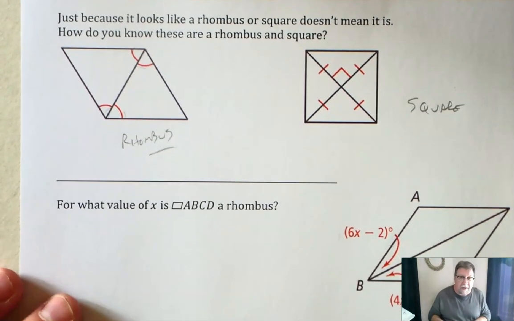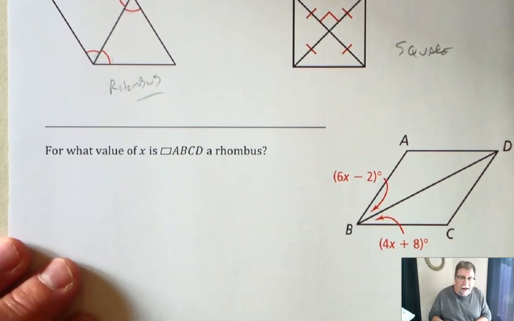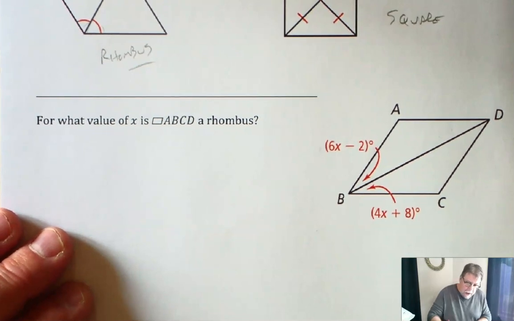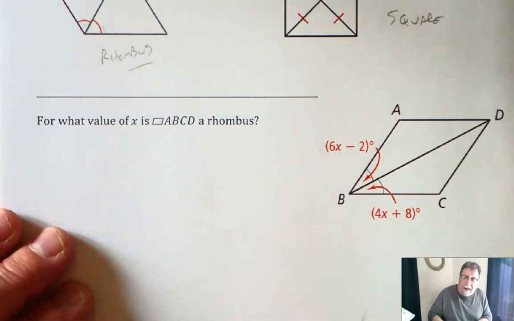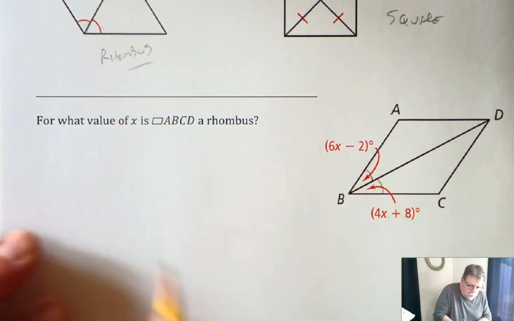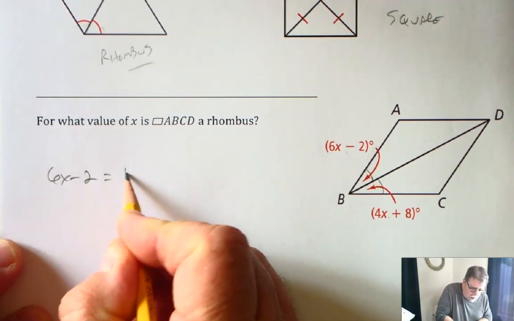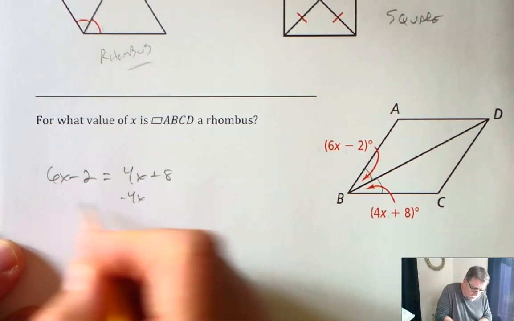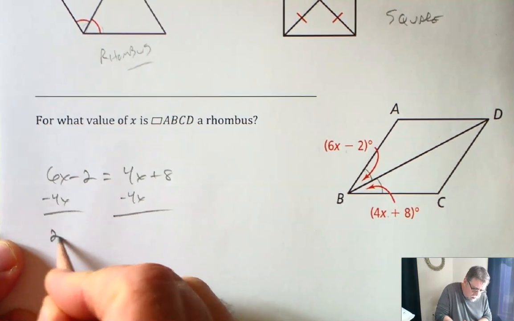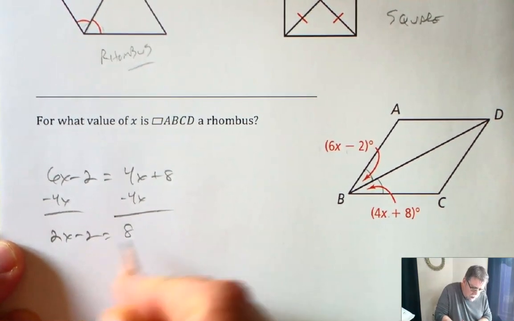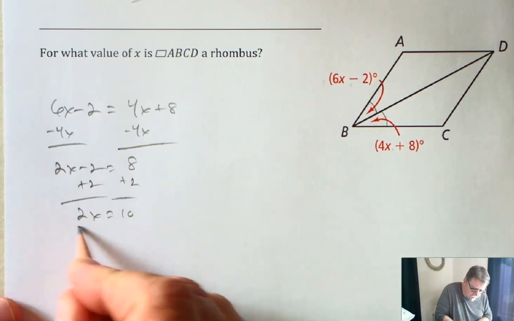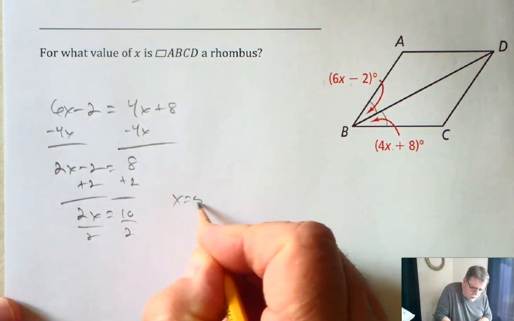And last but not least, we're going to take a look at this shape and ask, for what value of x is this parallelogram a rhombus? If it's a rhombus, these angles would be bisected, so I can simply set those equal to each other, and I can solve for x. So let's subtract 4x from both sides. Let's add 2. We get 2x equals 10. And finally, dividing by 2, x will be 5.